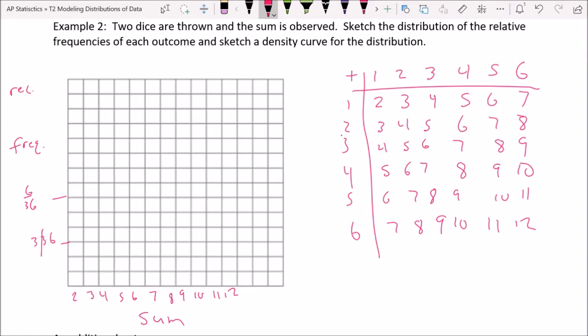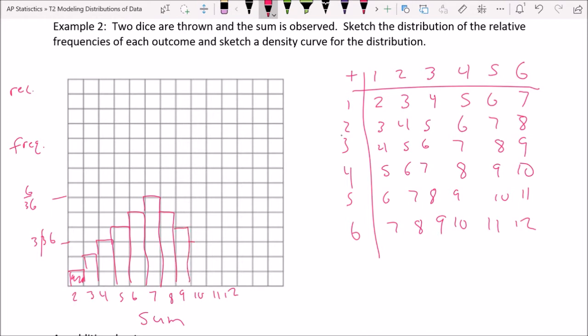Now let's sketch that distribution. We start: 2 occurs 1 out of 36 times, so there's the bar for 1. Fill it in if you want to. 3 occurs twice. 4 occurs 3 times. 5 occurs 4 times. 6 occurs 5 times. 7 occurs 6 times. And so on. I'm going to sketch the rest of the distribution out here.